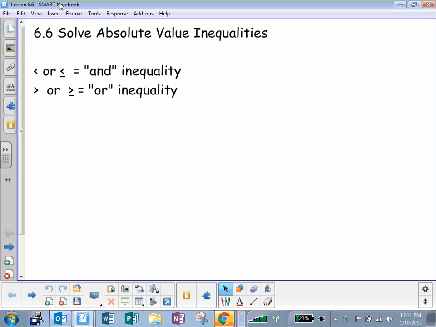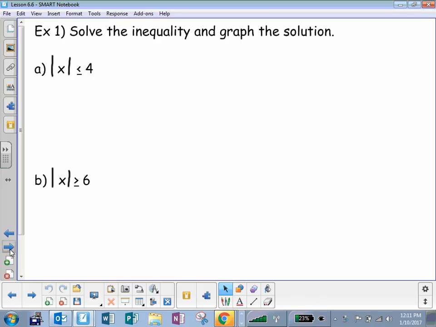We'll be solving absolute value inequalities. We're going to work some more with this. So we know that as we read from left to right, less than or less than and equal to is an and inequality. Greater than or equal to is an or. So when you have them going in opposite directions.